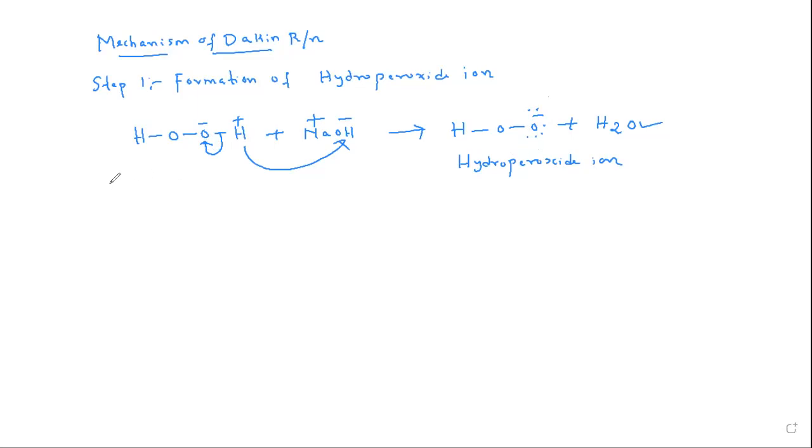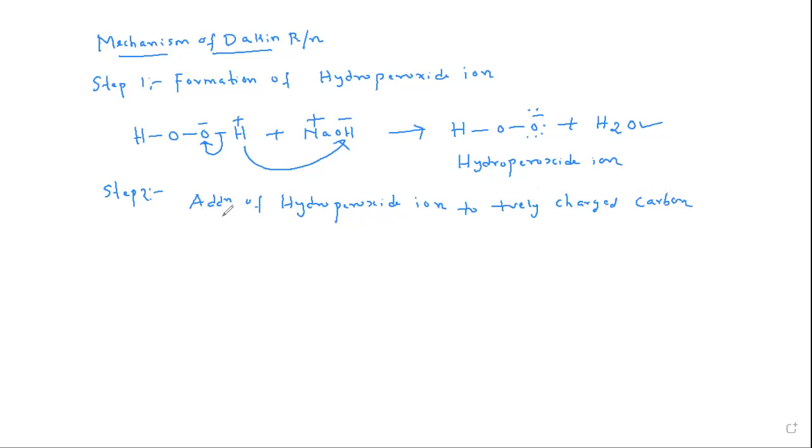Okay, so coming to step number 2. Step number 2 is nothing but addition of hydroperoxide ion to positively charged carbon.